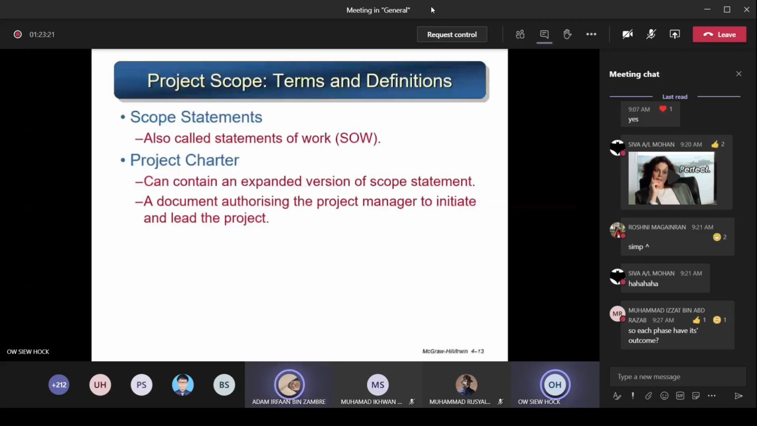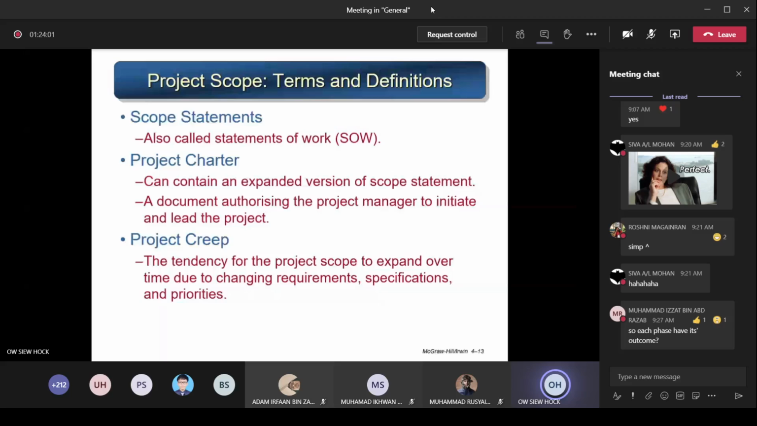Another meaning of the term project charter is a document authorizing the project manager to initiate and lead the project. That means it's an official letter from the upper management or top management to tell all the team members who has been appointed the project manager, who is going to lead this project, who can use the resources, and lead the whole project team until project completion. It's some kind of letter appointing who will be the manager and what the responsibilities of the manager are, to inform everybody so that everybody respects this is the leader who is going to lead us. That's also known as the project charter.